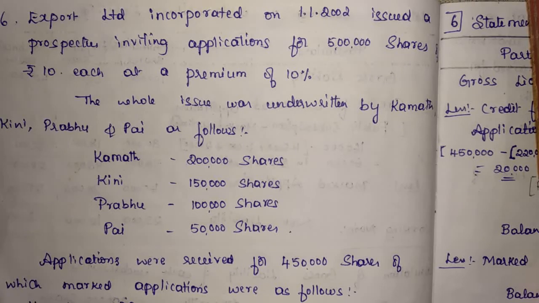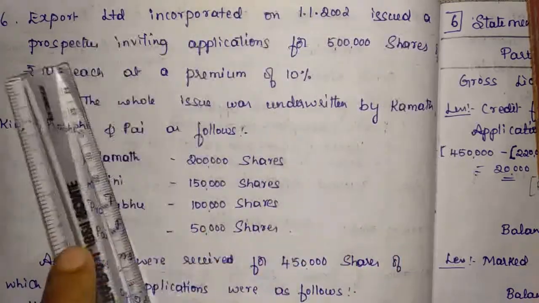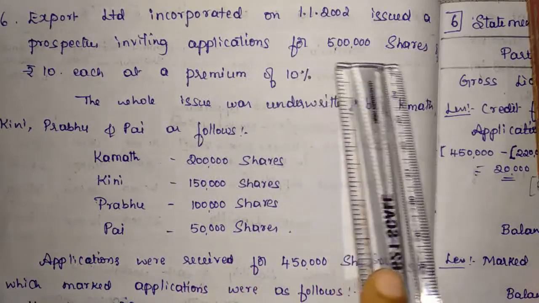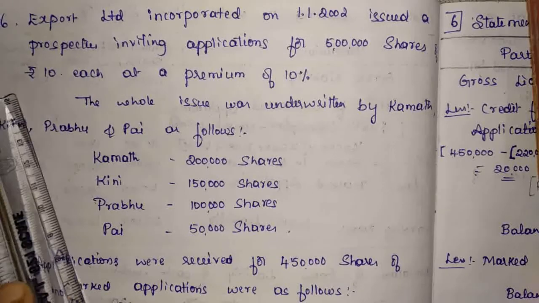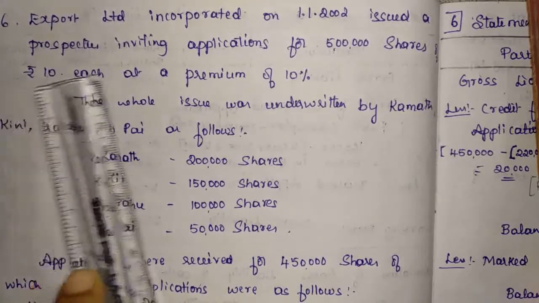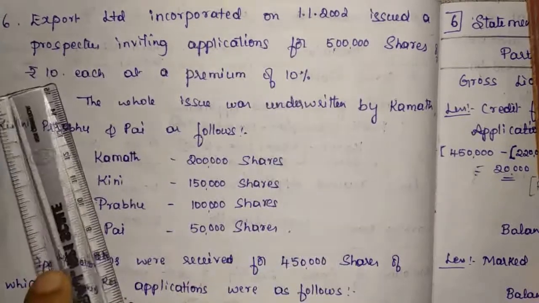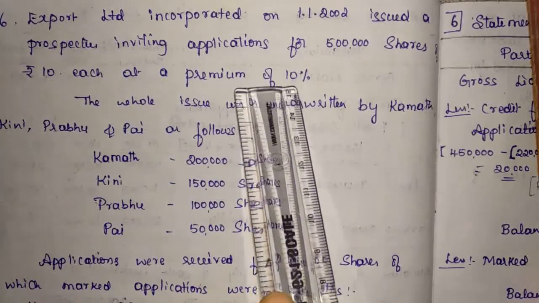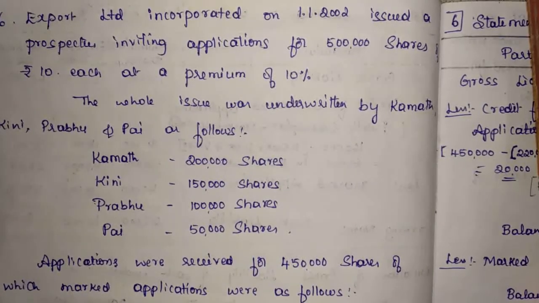Today let us see problem number 6 from the question bank. Export Limited Incorporated on 1/1/2002 issued a prospectus inviting applications for 5 lakh shares. So the total issue is 5 lakh shares of rupees 10 each. Face value is 10. It is issued at a premium of 10%. So the issue price will be 10 rupees plus 10% premium, 10 plus 1, 11 rupees will be the issue price.